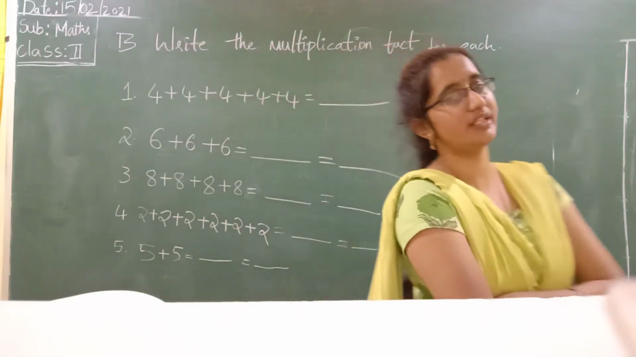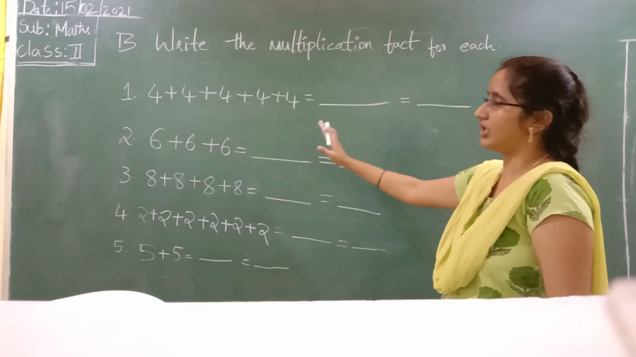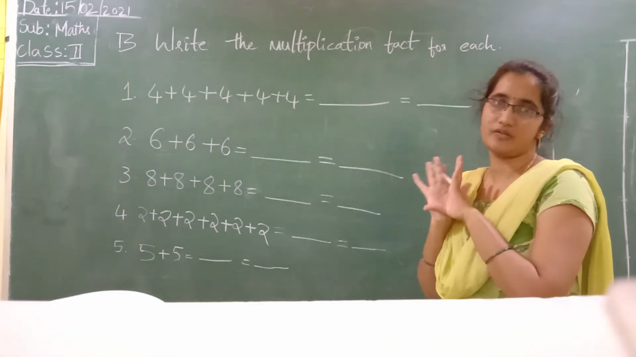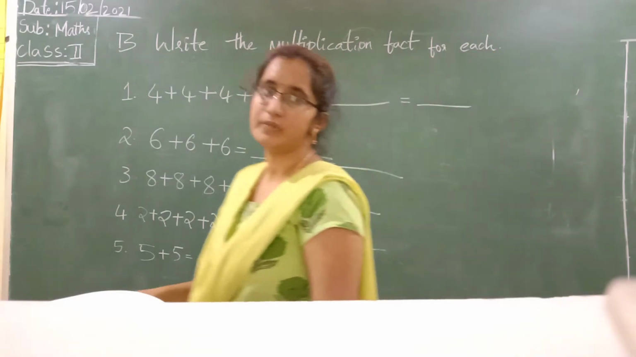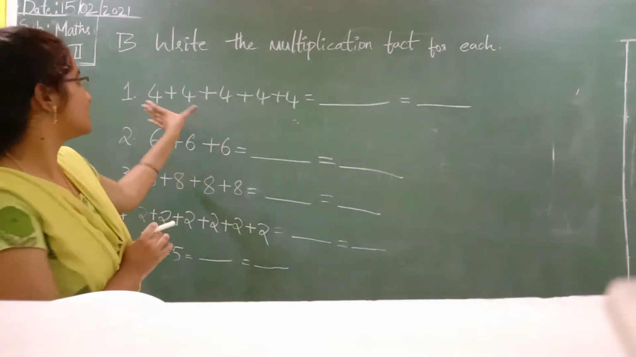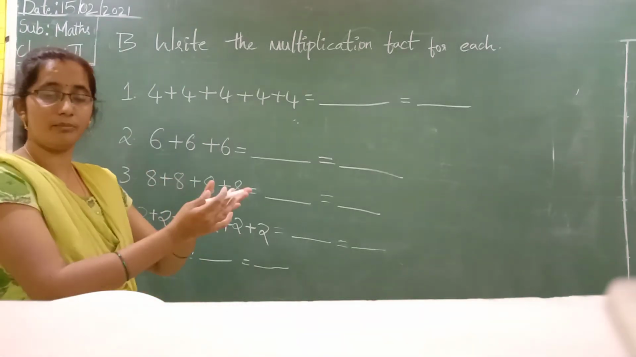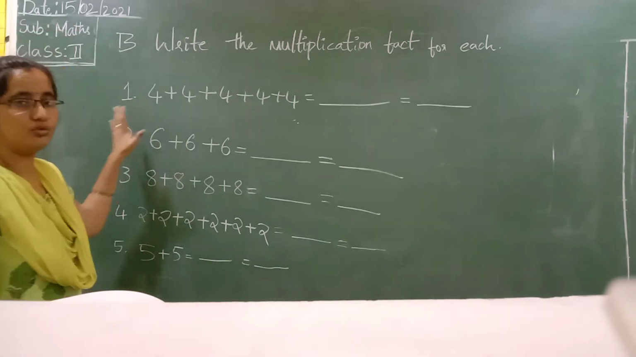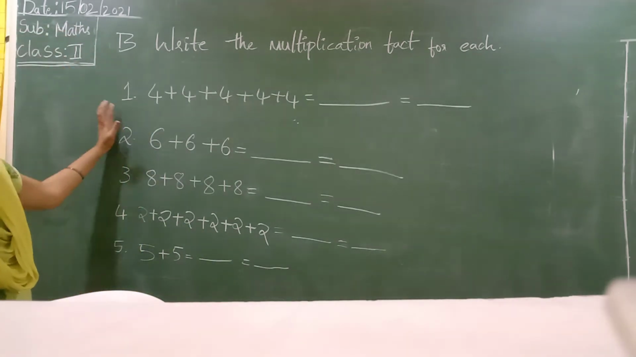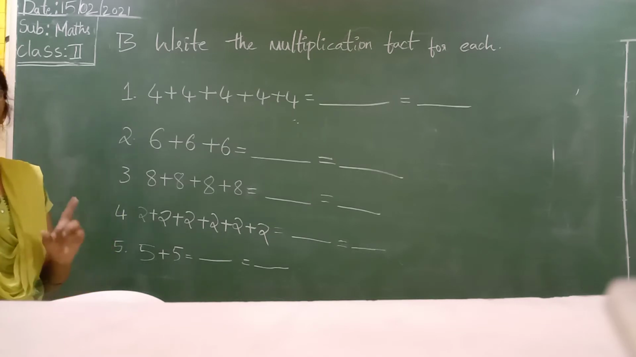We have learned in the multiplication chapter, writing the repeated addition form into the multiplication form. This is the repeated addition of some number. We have to write them into the multiplication form. Okay, now I'll do the two problems here. The remaining three have to be done for homework.